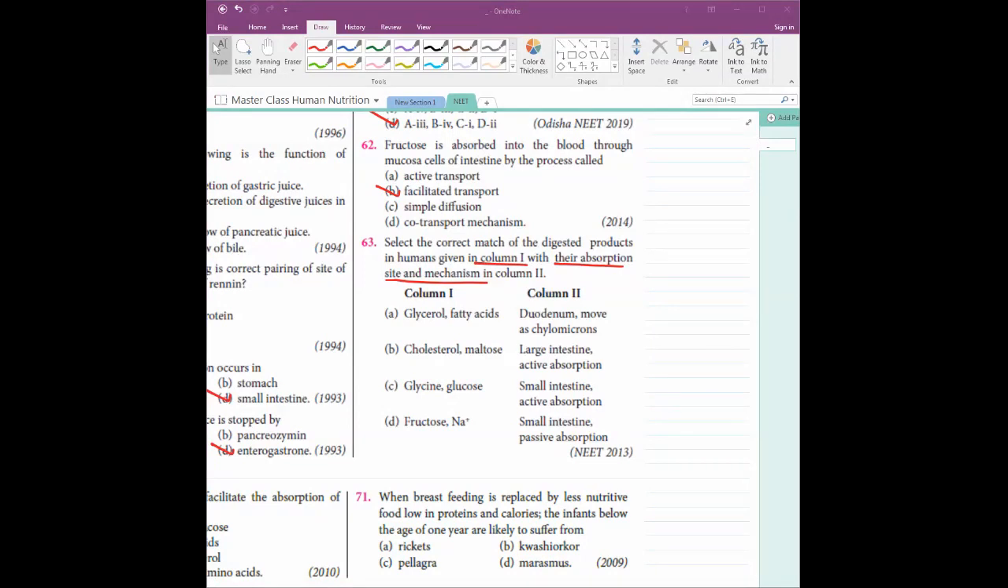Guys, if you look at these options properly, then you will see that only glycine, glucose is the right answer, where it is going to be absorbed properly in the small intestine, and this is going to require active absorption. Active absorption meaning what, guys? You will have to pay in terms of ATP to help these molecules get back into your cells. Okay, all right with this, guys.